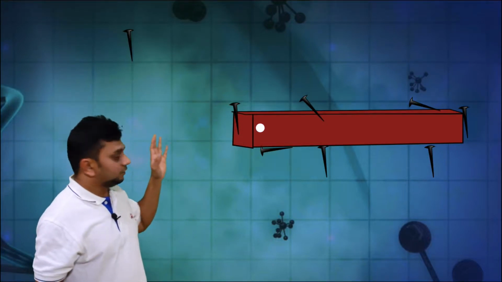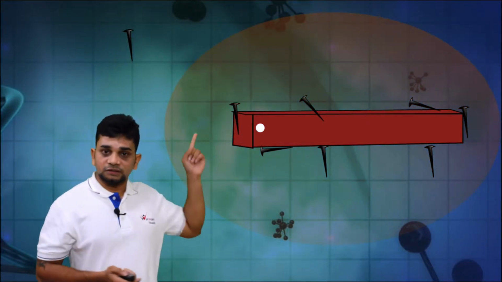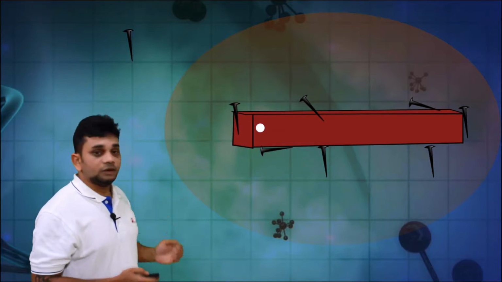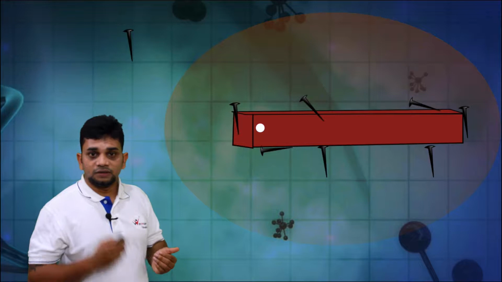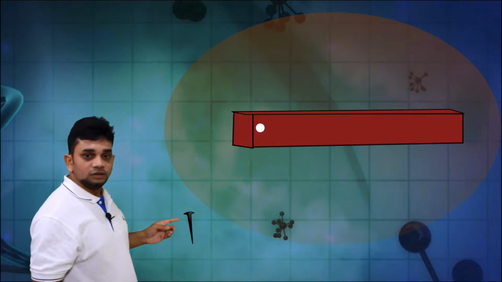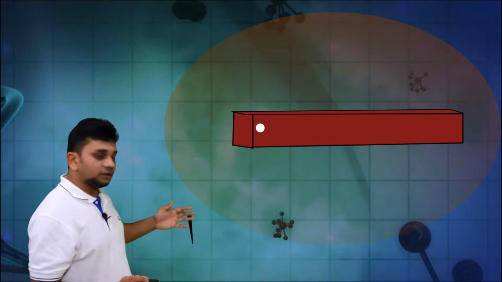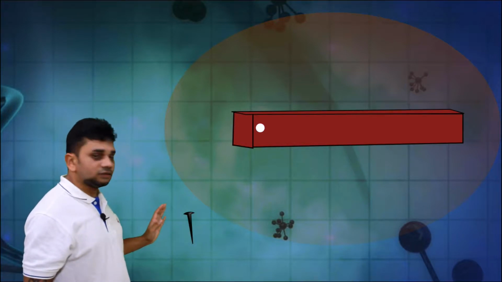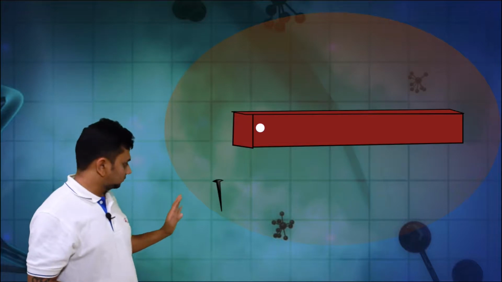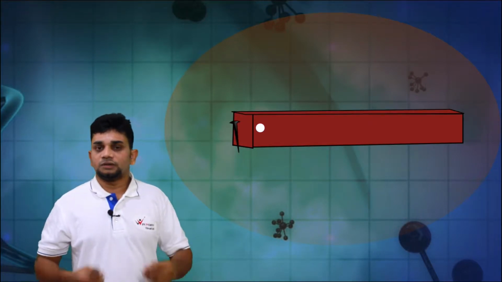So here, there is a region around the magnet. That region is known as magnetic field. In this region, we can feel the presence of the magnet. Here, we are going to place a nail. Is there any attraction between this nail and the magnet? No, because it is outside the field. But when we move this nail inside the field, now what is going to happen? Now this nail is going to get attracted by the magnet. This is the concept. It's very simple.